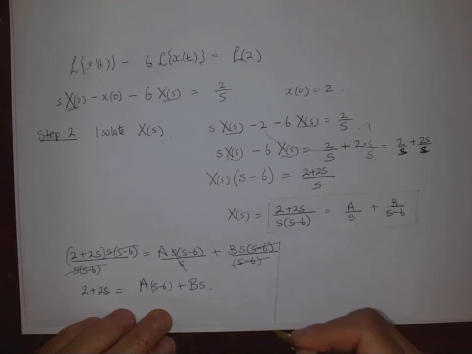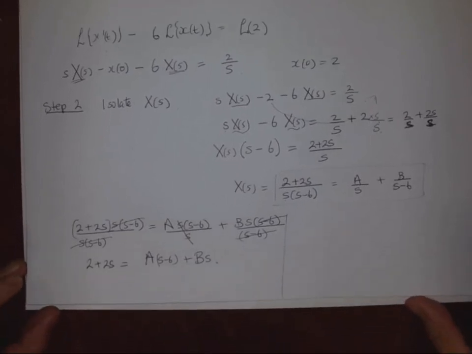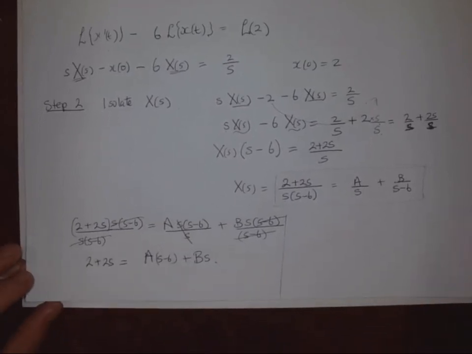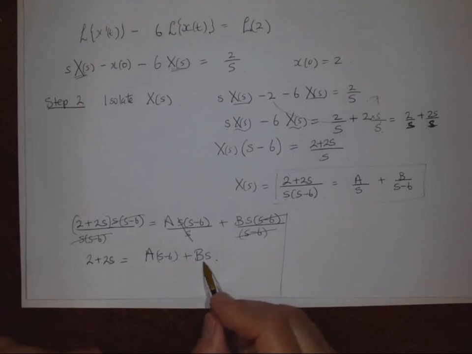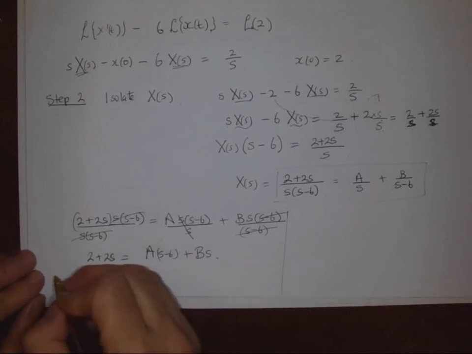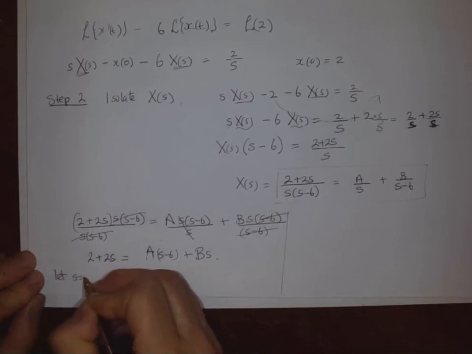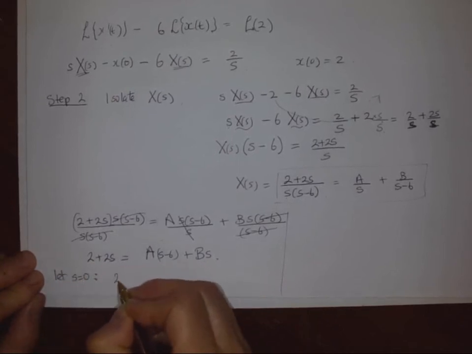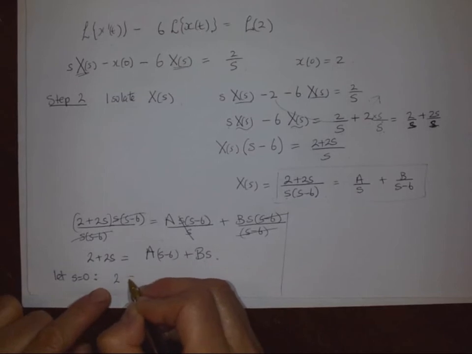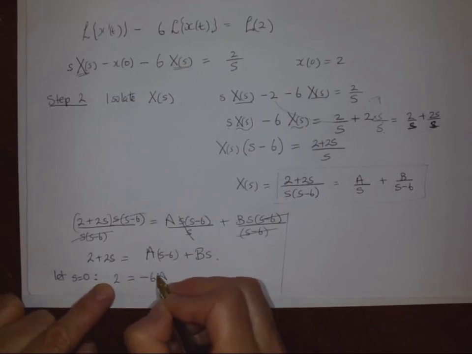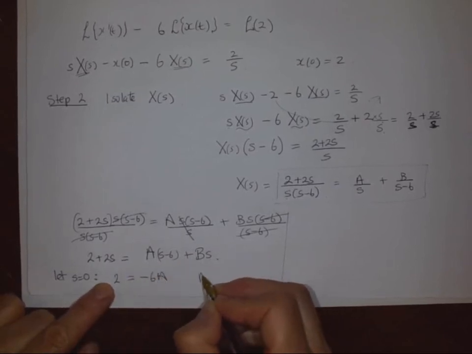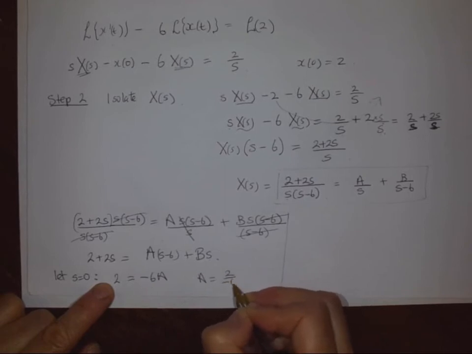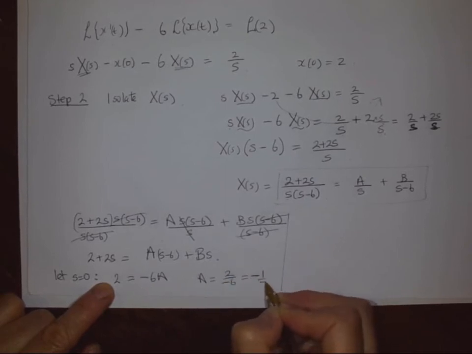To do this, I could say, first of all, let s equal 0. That would eliminate the b. So let s equal 0. And we will have 2 plus nothing equals minus 6a plus nothing. So that means a must equal 2 over minus 6, or minus 1/3.